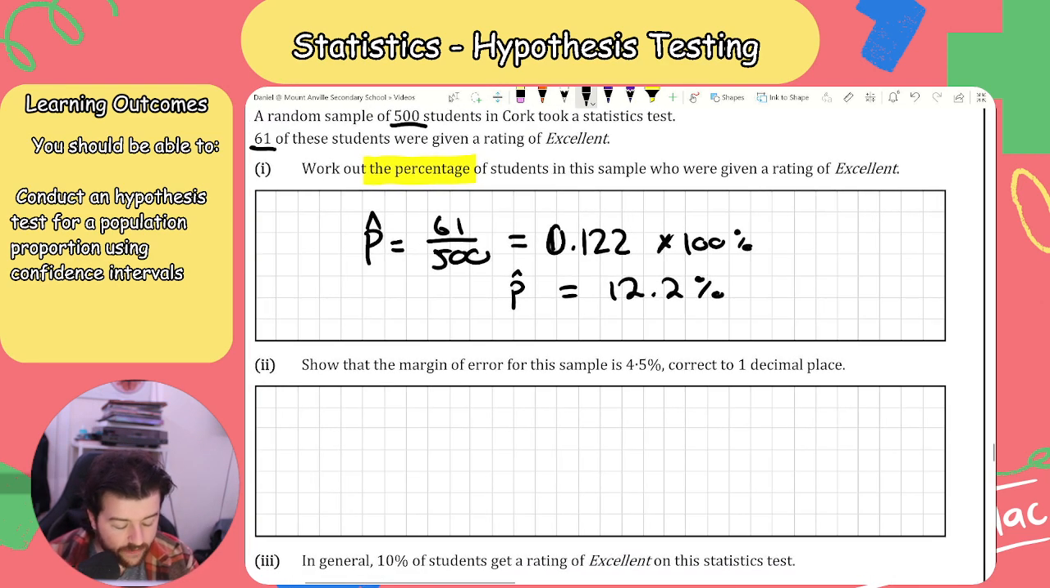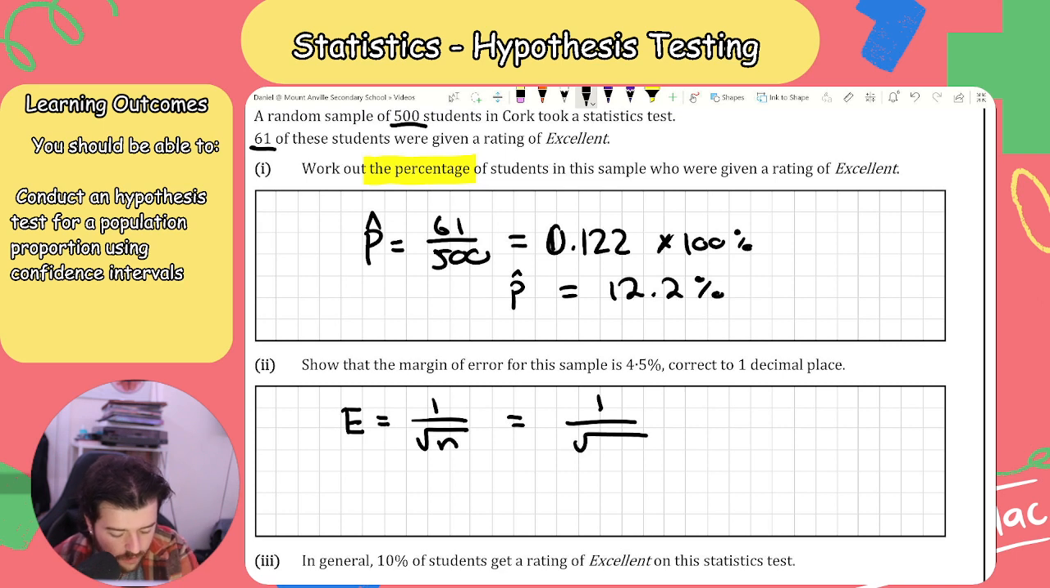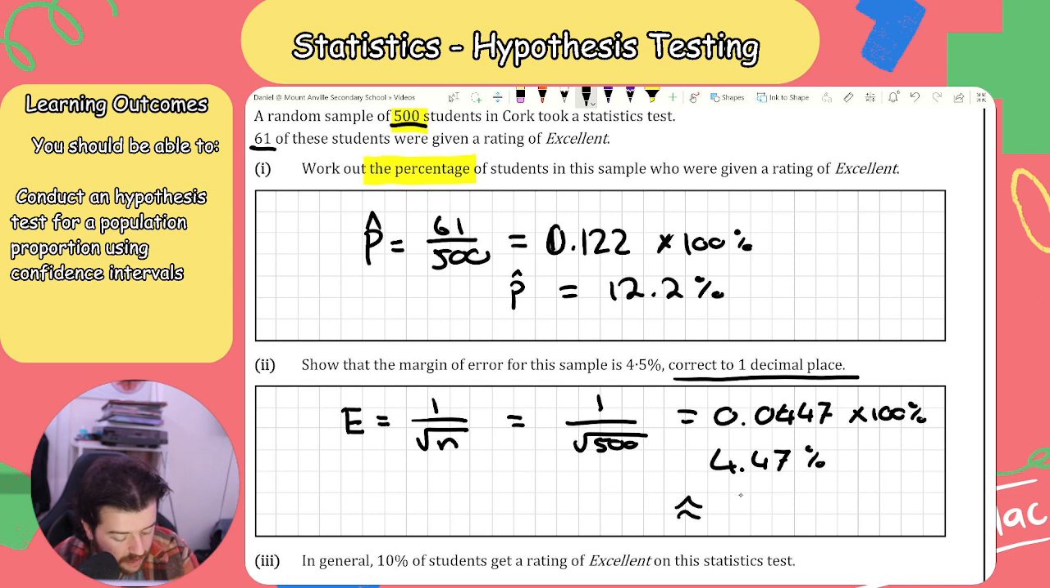Part 2, show that the margin of error of the sample is 4.5%, rounded to 1 decimal place. So my margin of error is equal to 1 over root n, which is 1 over root 500, as 500 students were in my survey. That is equal to 0.0447. Multiply that by 100 to give me a percentage, that's 4.47%. But then it's asking me to round to 1 decimal place. So my answer is 4.5%. That is my margin of error.